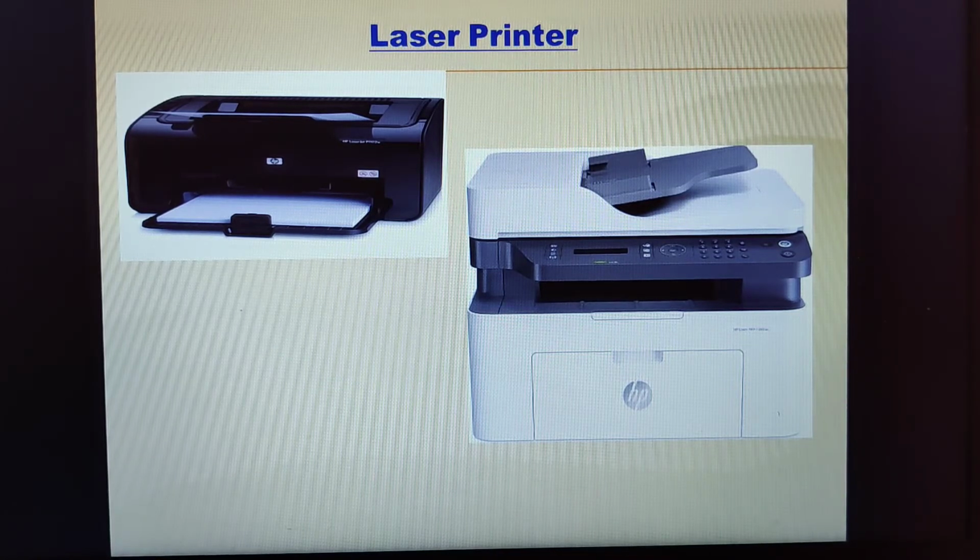Approximately, for monochrome output, it can print around 200 pages per minute, which is around 12,000 pages for 1 hour, depending upon which kind of laser printer you are using. Similarly, if it is a color printer, around 100 pages per minute it can print, around 6,000 pages per hour. So this is how we have different kinds of speed in laser printers.